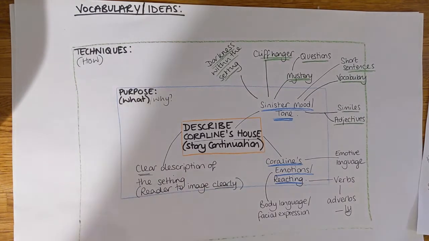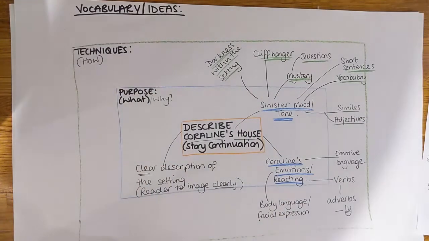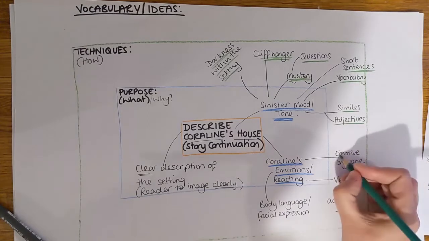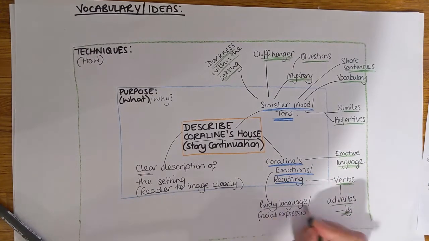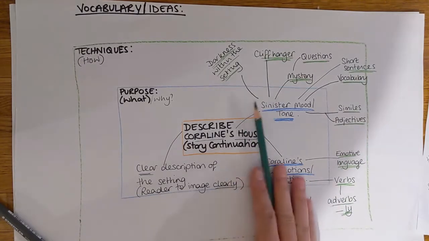A lot of film ideas and writing cross over a lot, don't they? Okay, and again, we'll come up with some vocabulary for those as well. So we have got lots again of different ideas of how to show Coraline's emotion. So we've got lots of ideas for this.